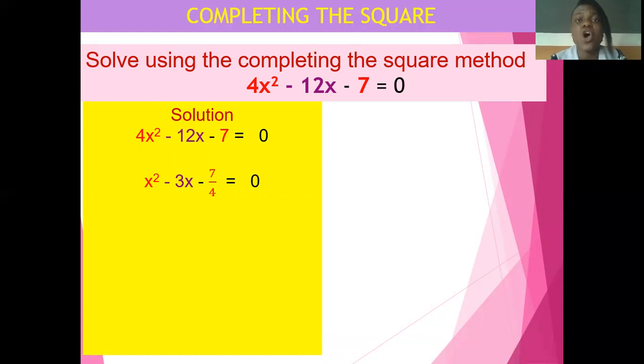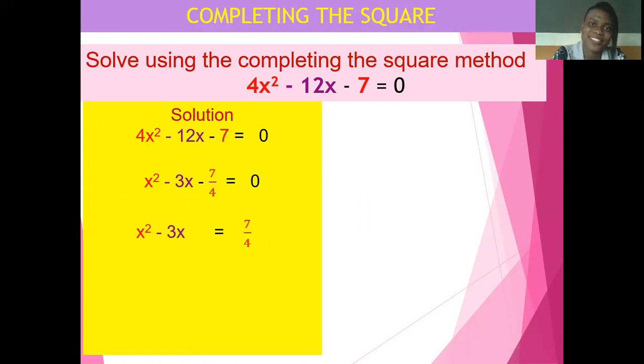Now, what happens after that? What do we do next after that? Now, the next thing is to take minus 7 over 4 to the other side. So this becomes x squared minus 3x equals 7 over 4.